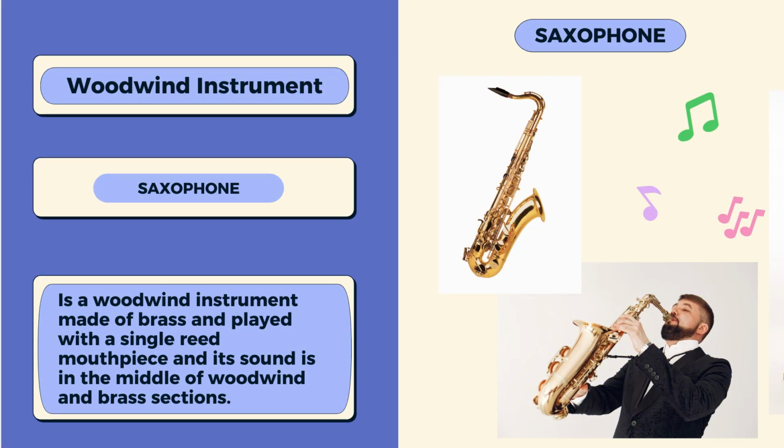Saxophone is a woodwind instrument made of brass and played with a single reed mouthpiece, and its sound is in the middle of the woodwind and brass sections.